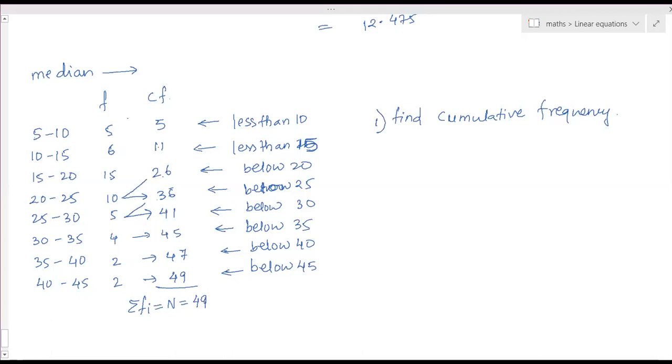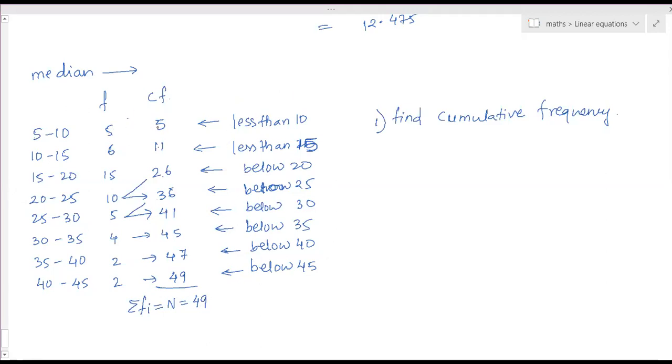Is it clear how to find the cumulative frequency? Yes, ma'am. This is not supposed to be written; it is for your information. I told you why we are finding it this way. So you are not writing the class intervals in this form. This is only for your information. You are writing only the cumulative frequency.